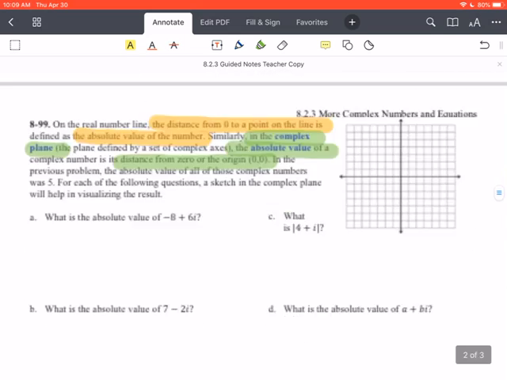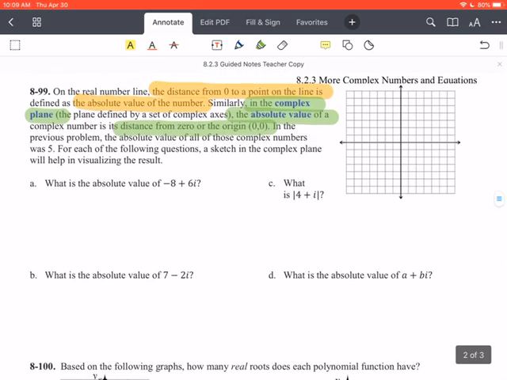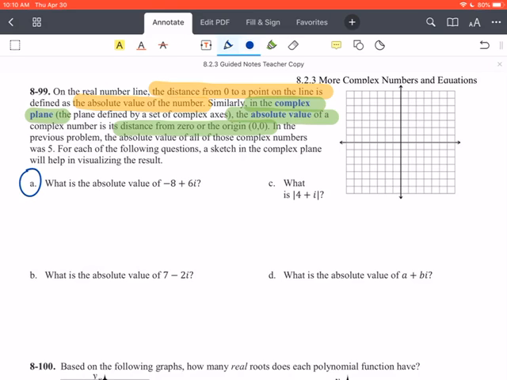So the question is, how are we going to figure that out when we don't just have points on the real or the imaginary number lines? Let's go ahead and see what we can use. What is the absolute value, it's asking on A, of -8 plus 6i? Well, let's graph that first. So we have 1, 2, 3, 4, whoops, I'm going backwards. 1, 2, 3, 4, 5, 6, 7, 8. Of course, it's not going to fit. And then we go up 6: 1, 2, 3, 4, 5, 6. So it's going to be about right here.